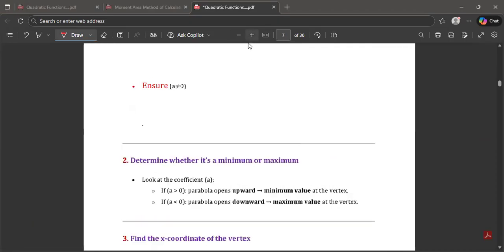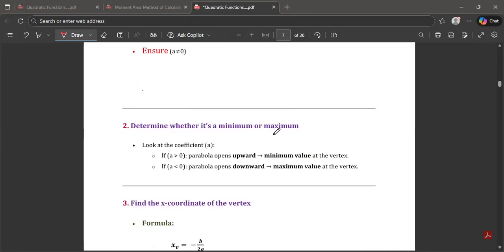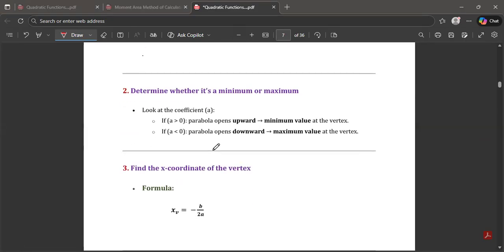So in our second step, you determine whether it is a maximum or minimum. So we have to look at the coefficient. I told you, if the coefficient is negative, it is a maximum. And if the coefficient is positive, it's going to be a minimum.